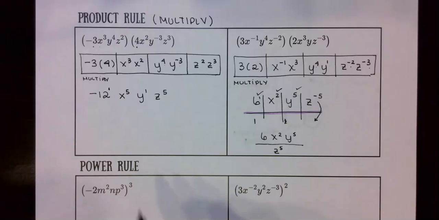So I hope that these examples helped. Remember to look at your problem so you can identify the rule that you're going to use. Then you're going to organize it, and then you're going to simplify it and combine it, and then make sure that you have the correct final answer.